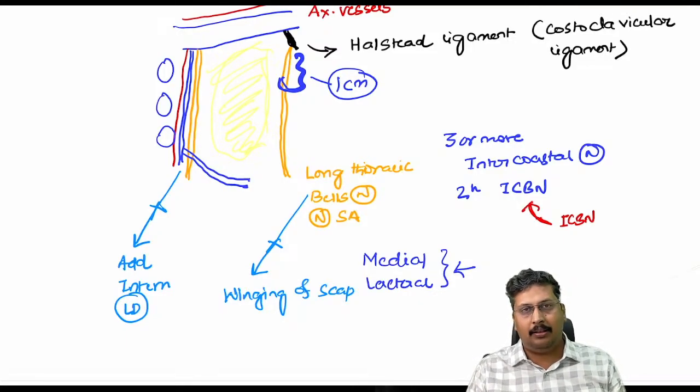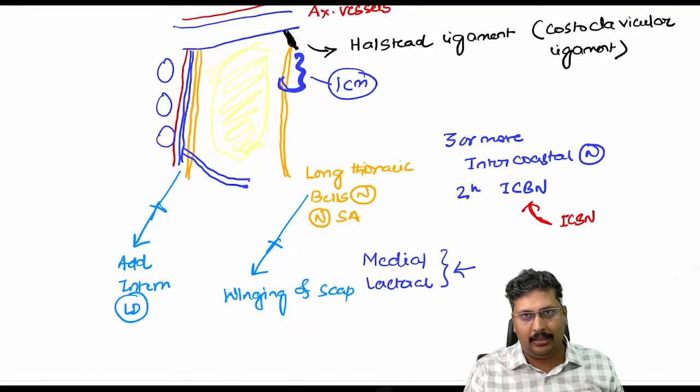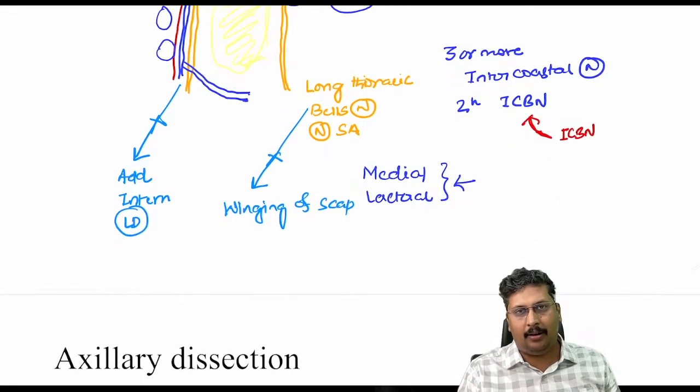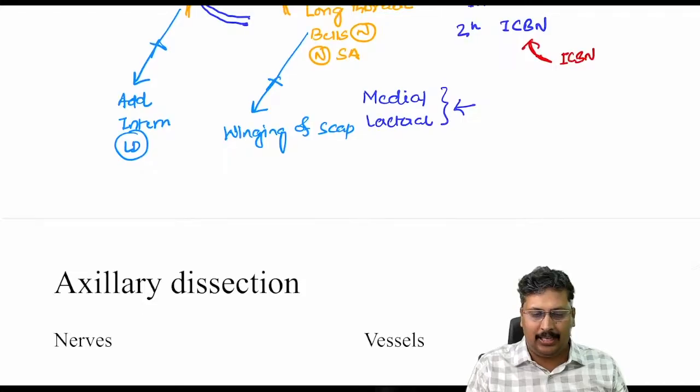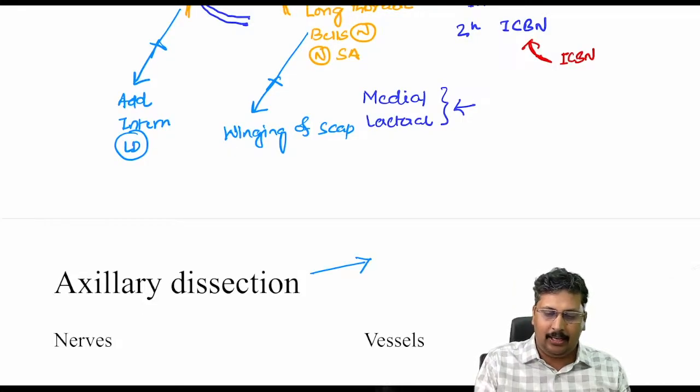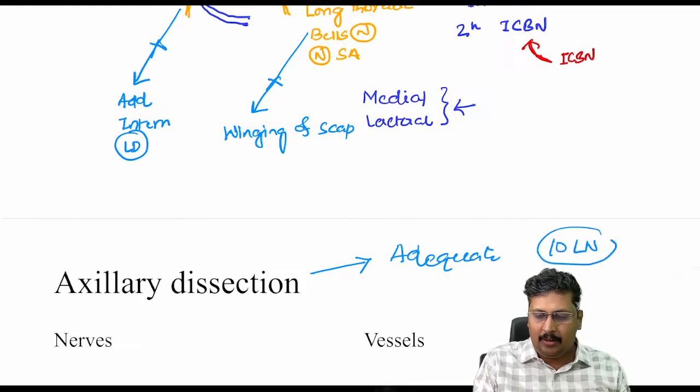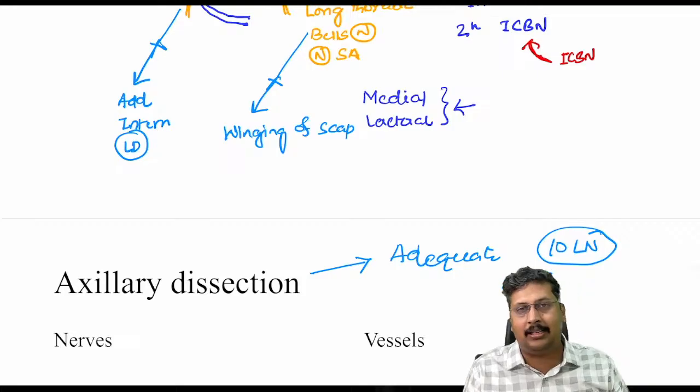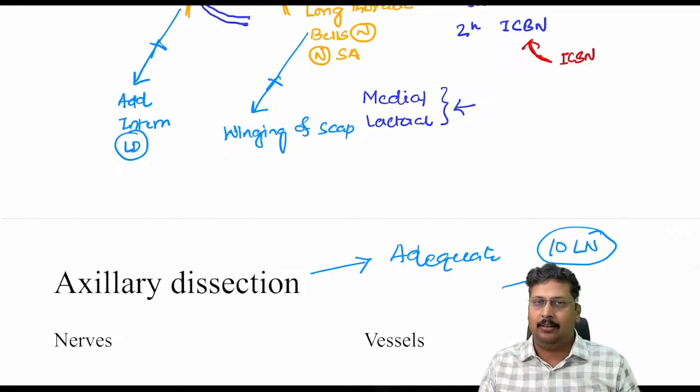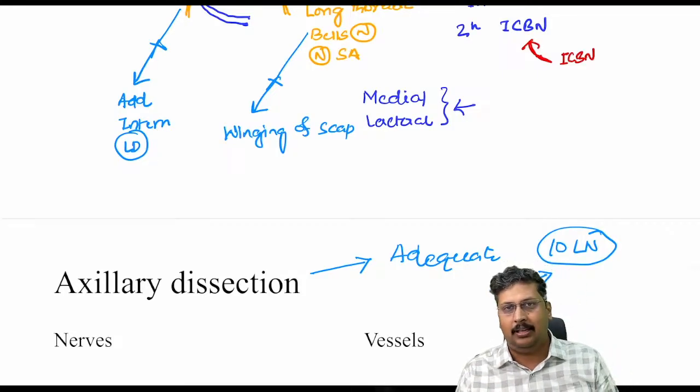So once we have completely cleared level 1, level 2 and level 3, how will we know that our axillary dissection is adequate? Is there any criteria to know if our axillary dissection is adequate? Usually we take 10 lymph nodes. If the pathological specimen contains at least 10 lymph nodes, we can consider that the dissection is adequate.